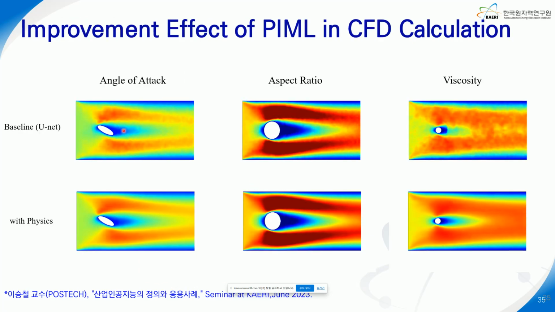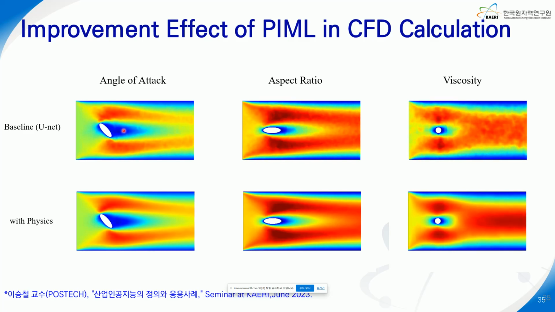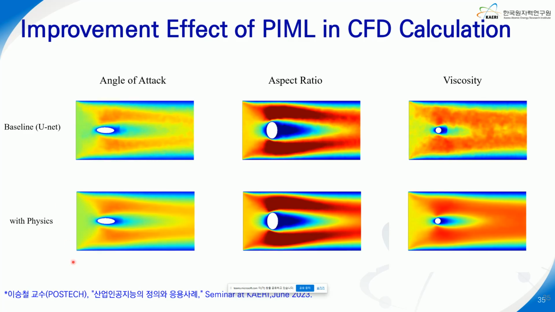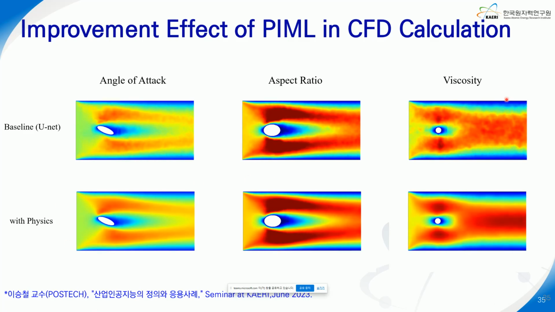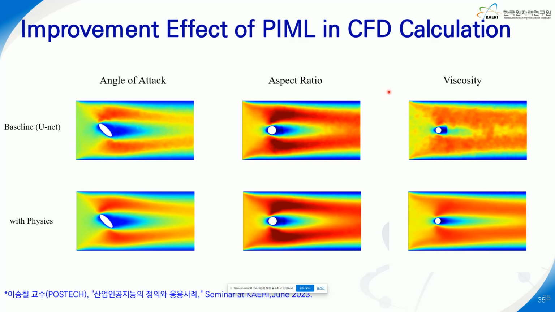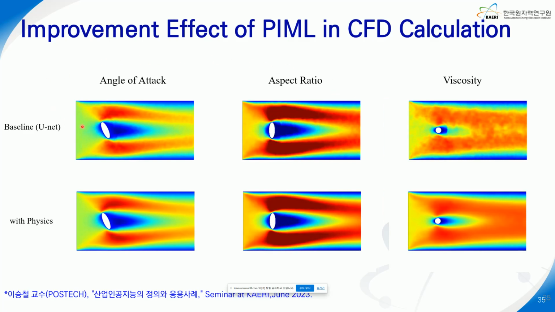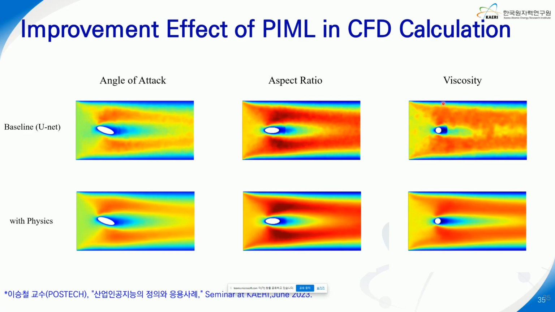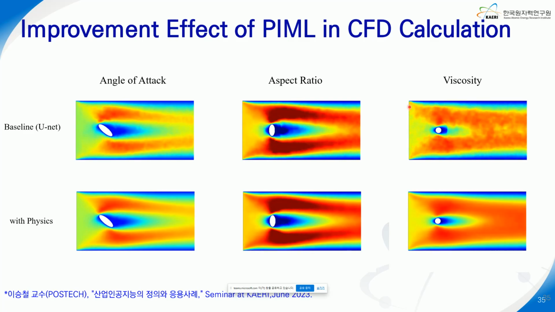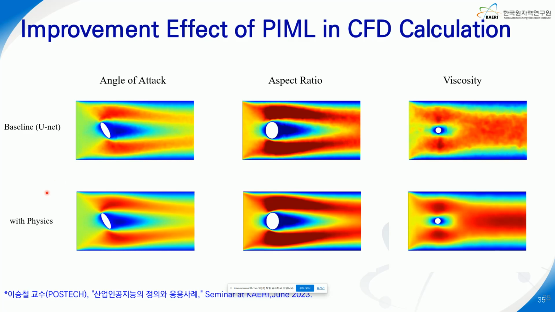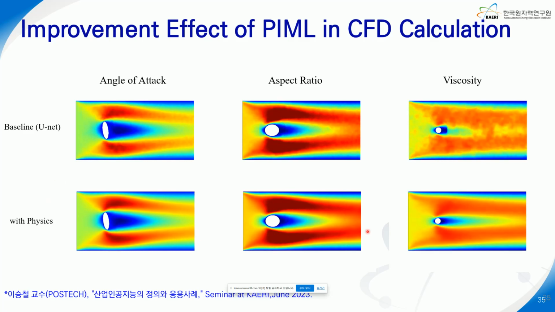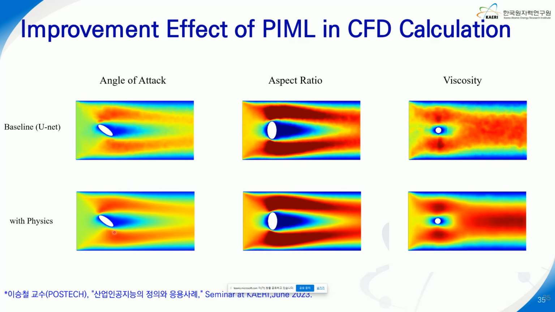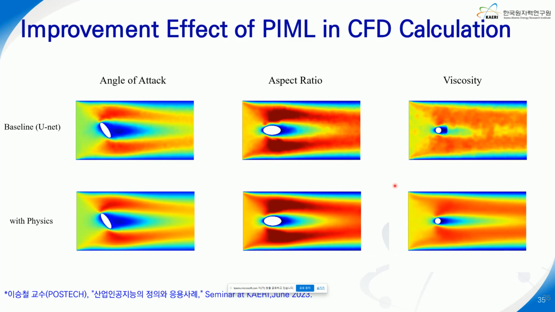These videos compare the goodness of the physics-informed machine learning for continuous bearing, angle of attack, aspect ratio, and viscosity. The results shown above were obtained by training with only 10 sets of data, no physics. And the bottom ones were trained with the physics as well. It is obvious that the bottom ones are much closer to the reality.